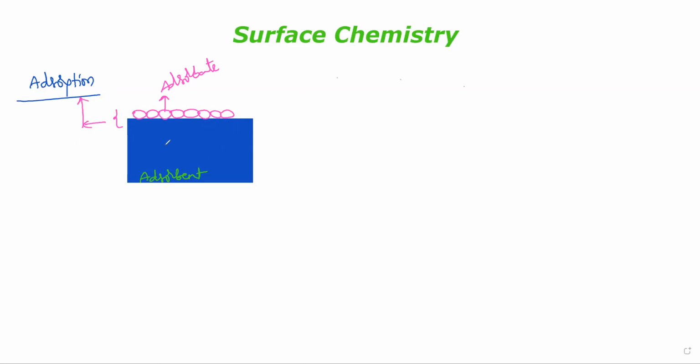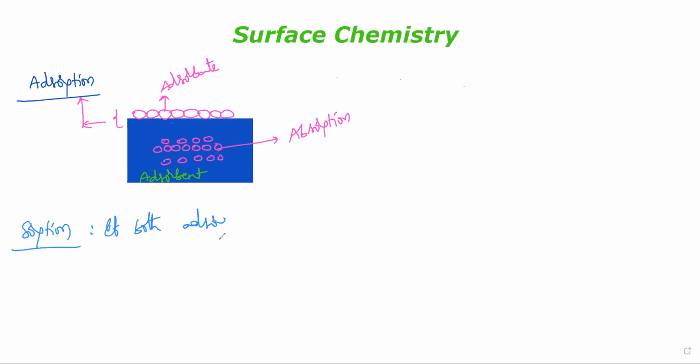Now, if same adsorbate molecules penetrate into the bulk like this, then this is called absorption. Then next is sorption. If both adsorption and absorption take place simultaneously, then it is called sorption.